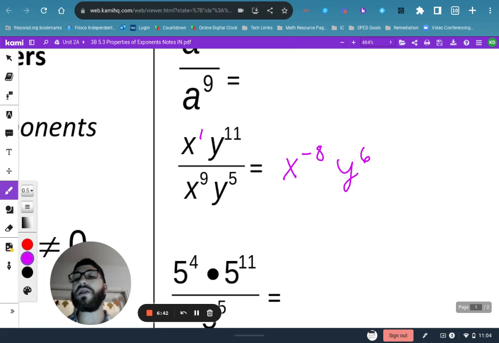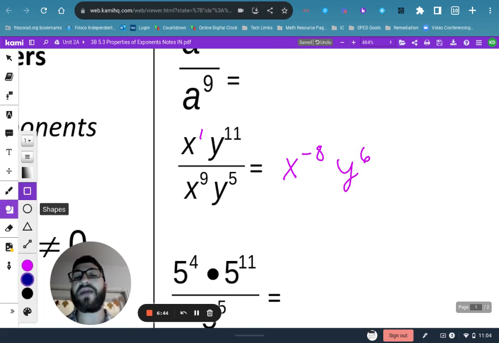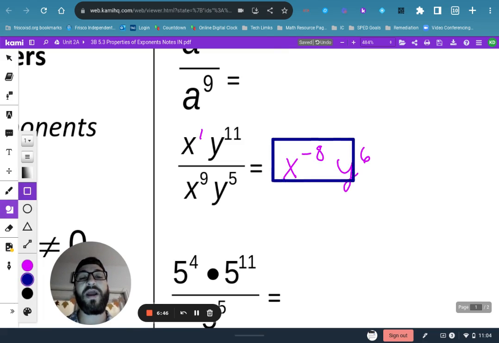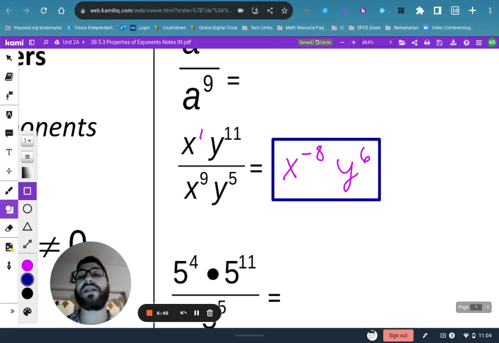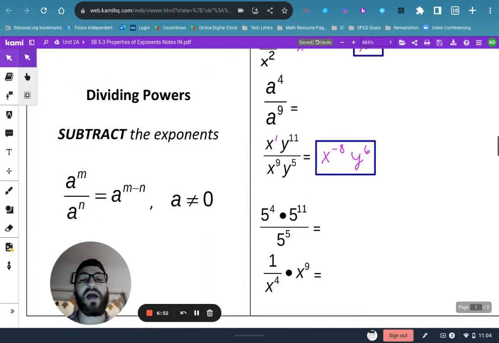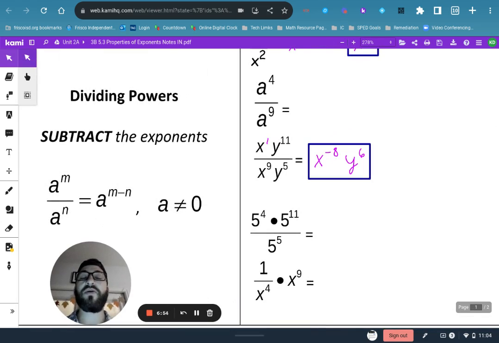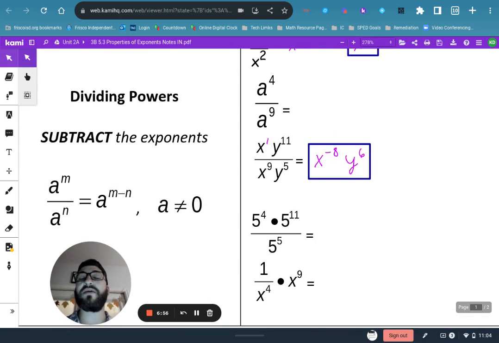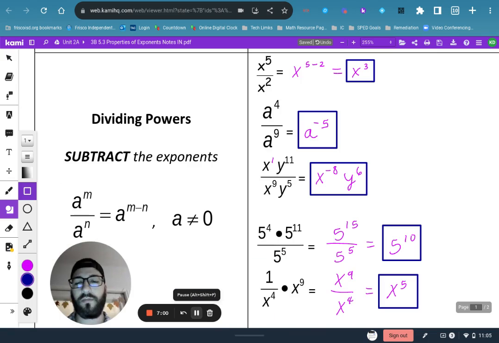We're going to talk a little bit later about how we don't like negative exponents. But for right now, we're going to leave this one just as it is. I want you to go ahead and try these last three on your own. So go ahead and pause the video if you would like. Try them each, and then you can unpause and we can check our work.